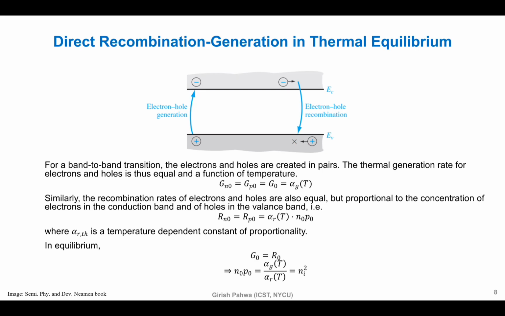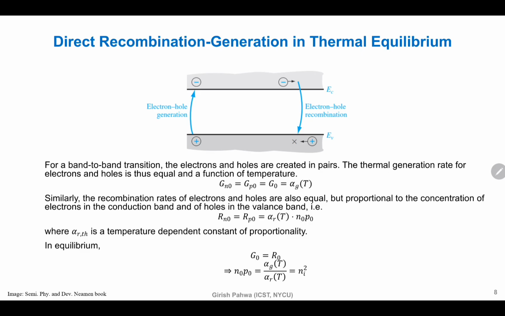Now let's talk about a case which is not equilibrium. Let's talk about a non-equilibrium case. So this is thermal equilibrium, right? Electrons are getting generated and they are recombining. So this is thermal equilibrium. You have thermal equilibrium concentration of electrons here, thermal equilibrium concentration of holes here.